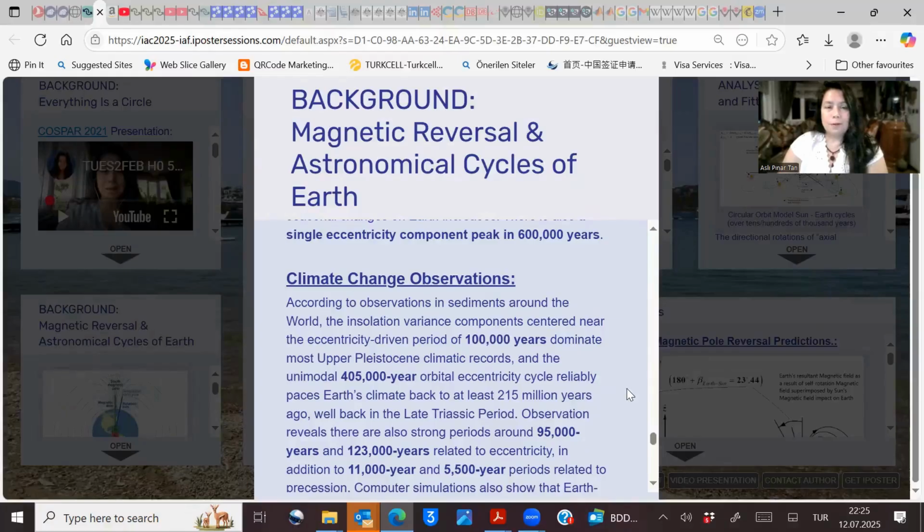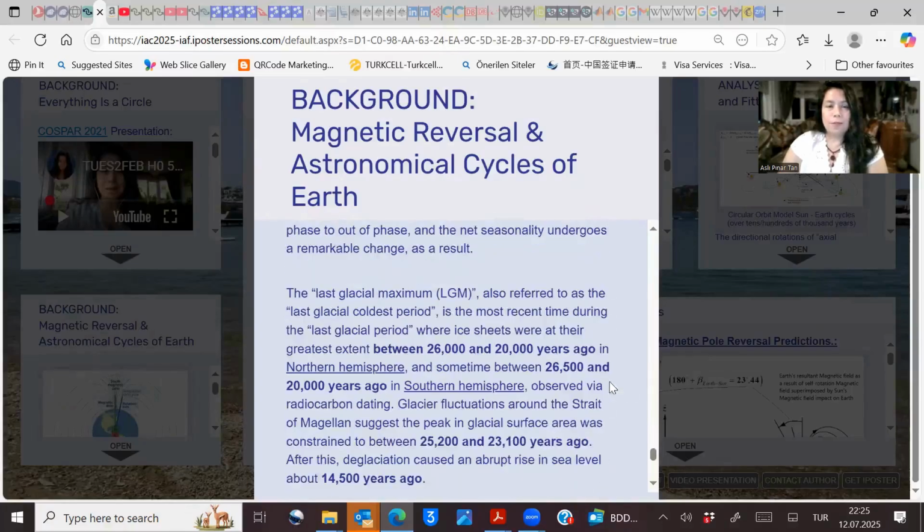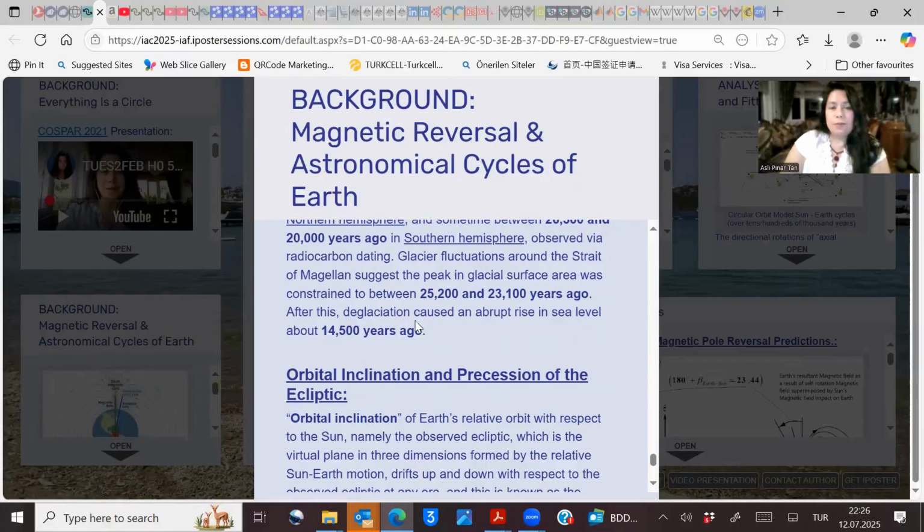Looking at our climate change observations, the last glacial maximum, also referred to as the last glacial coldest period, is the most recent time during the last glacial period where ice sheets were at their greatest extent, between around 26,000 years ago to 20,000 years ago in the Northern Hemisphere, and sometime between 26,500 years ago to 20,000 years ago in the Southern Hemisphere. And this is observed via radiocarbon dating. Deglaciation has caused an abrupt rise in sea level about 14,500 years ago.